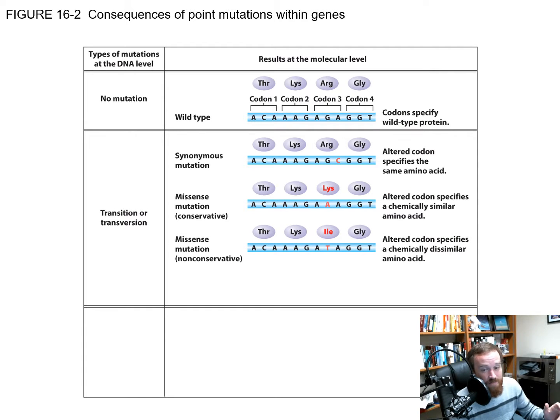And so now we have a missense mutation that's non-conservative. In this example, the altered codon specifies a chemically dissimilar amino acid. And so this causes a little more chaos in terms of how the resulting protein is affected, because since these amino acids are no longer similar, there's different binding and different folding of that protein, so we have potential changes in the tertiary and quaternary structure that will cause this enzyme to no longer have the function that it previously had.